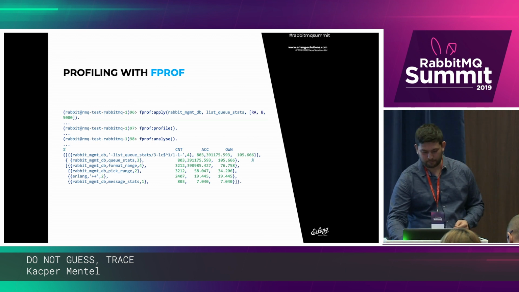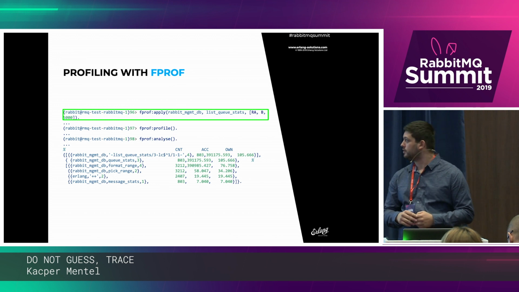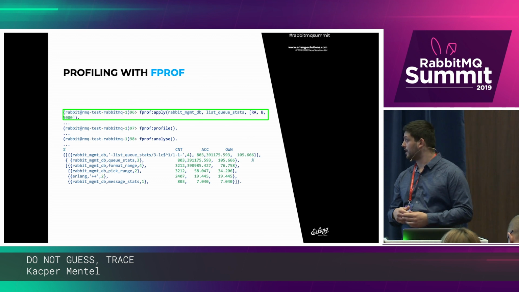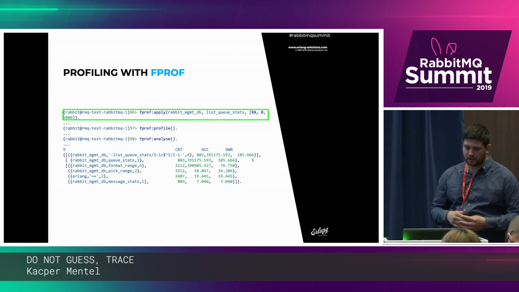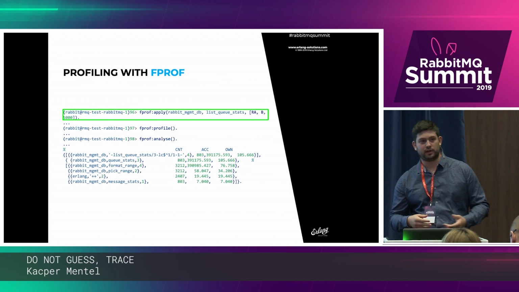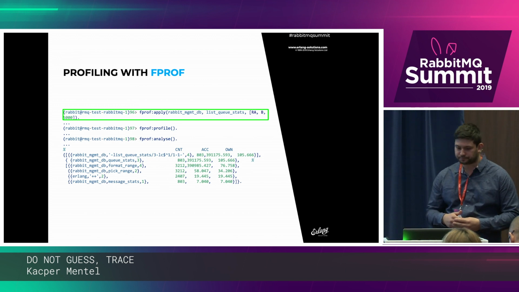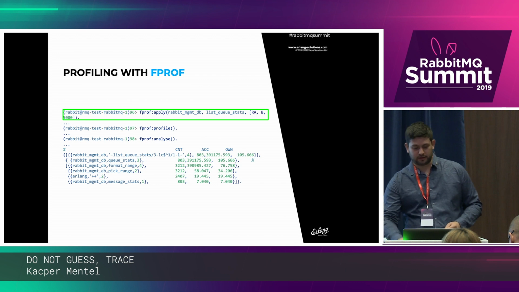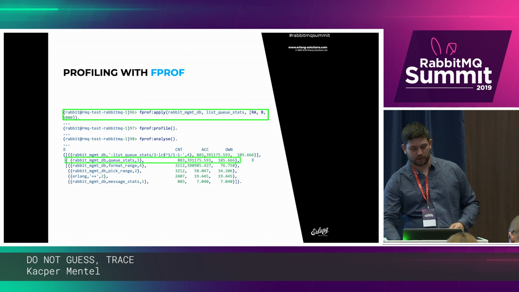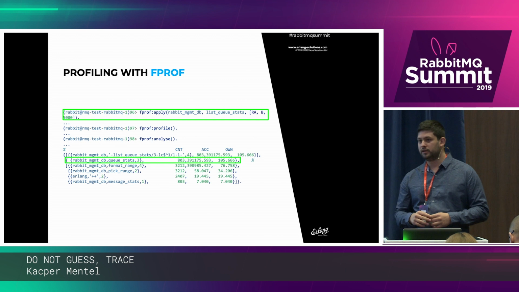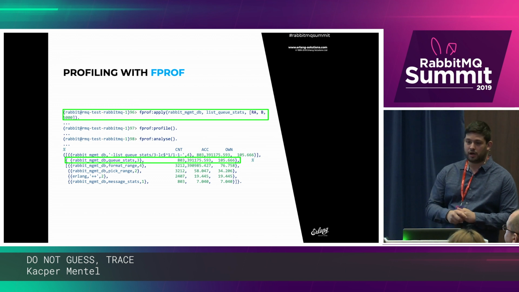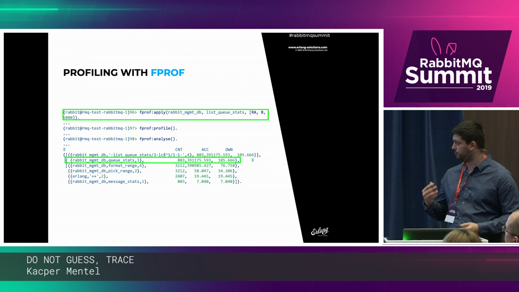fprof:apply profiles a function and takes as arguments module name, function name, and its arguments. We profiled the list_queue_stats function that's responsible for gathering data about the queues. That entry on the slide is the top level entry. The function marked with a % character is the one that the current entry concerns. The functions below are the ones that were called from the marked function.